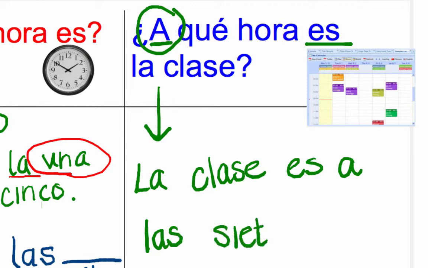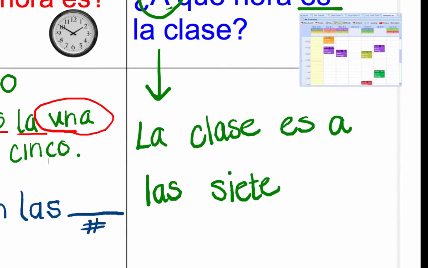Now let's go back and explain why I chose these words in this order. I used es as my verb because it needs to be singular, because class is singular. Class is. I can't use son because there's only one class. The reason why I used a in the answer is because there's an "a" in the question. So remember, one more time, if there is an "a" in the question, there must be an "a" in the answer.